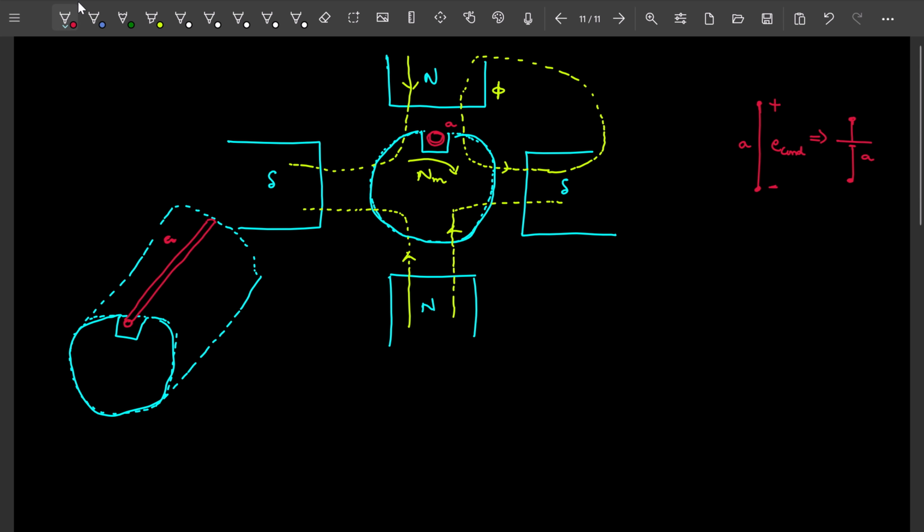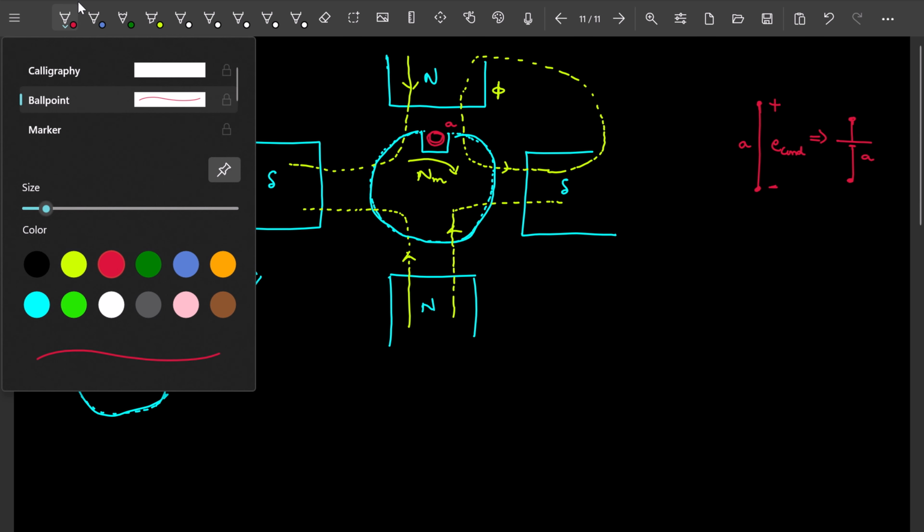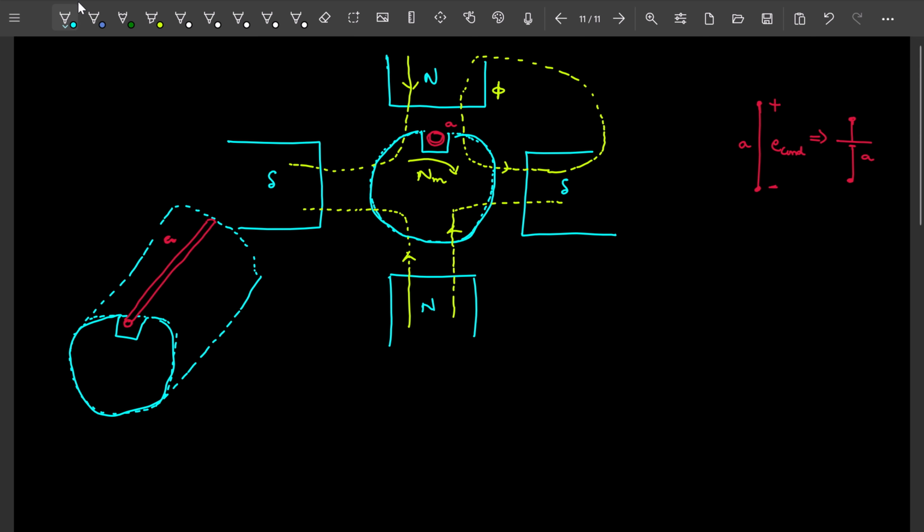This conductor is represented like this. This is the axial length, and this is the conductor. Okay, we will start this derivation now. This is the basic thing about all these things.